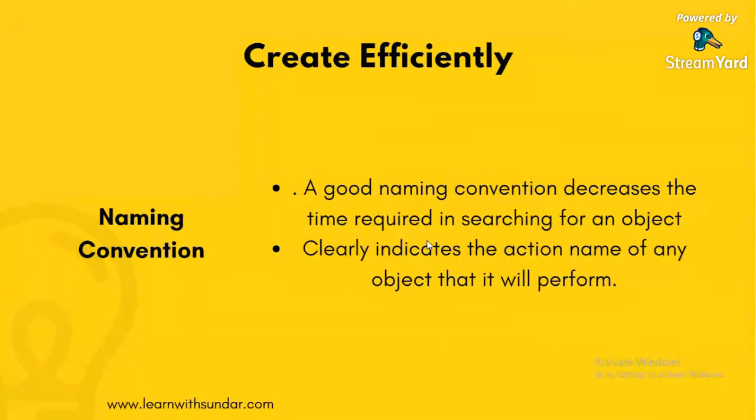Never ever try to give names like this. Always give meaningful names. A good naming convention decreases the time required in search of an object. So if you are creating a table, then don't give your table name in a very large form, or a column name in a very large form. A meaningful name should indicate the action of any object that will perform.